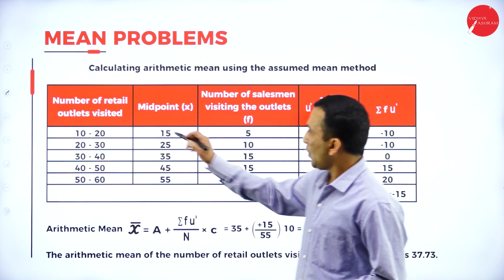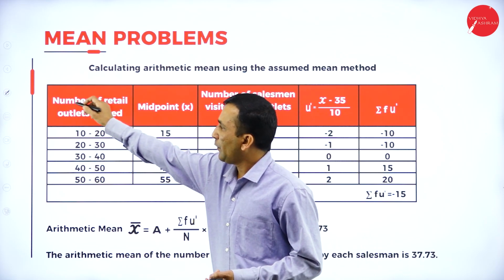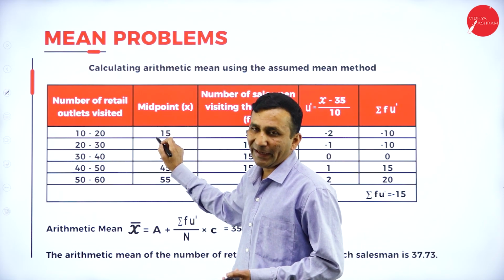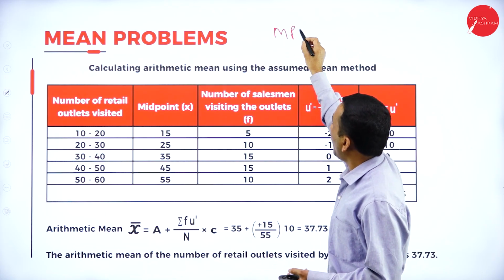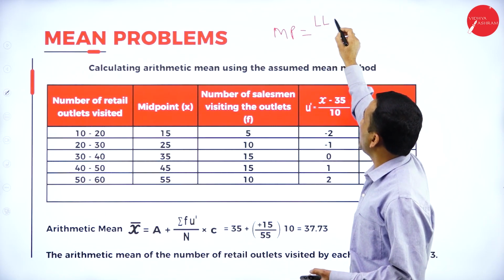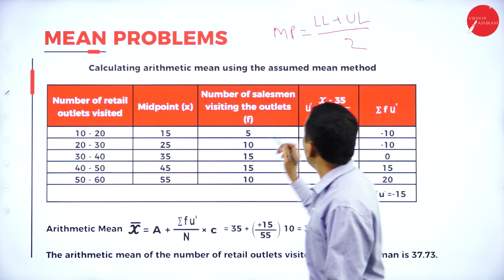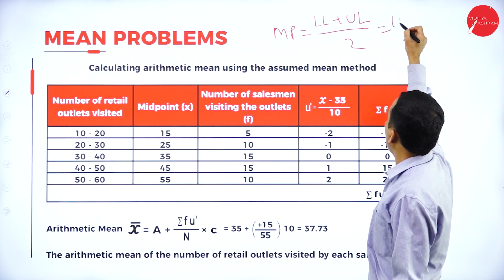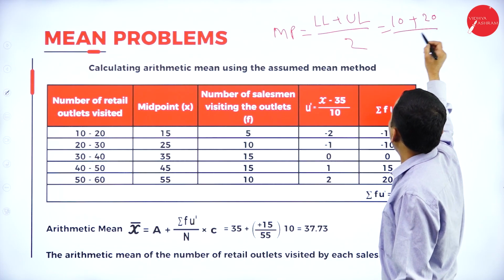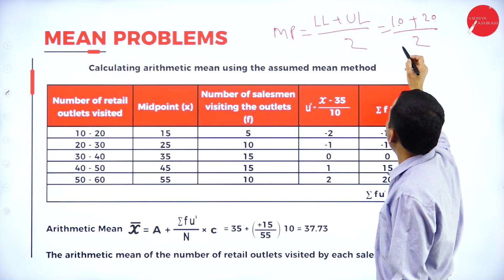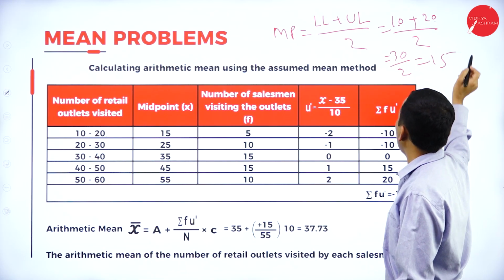So already the conversions are done, and with the help of class interval we need to locate the midpoint. Again I am repeating the formula for finding the midpoint. Midpoint is equal to lower limit plus upper limit divided by 2. Lower limit is 10, upper limit 20, divided by 2. So 10 plus 20 is 30, 30 divided by 2, I am getting midpoint value 15.